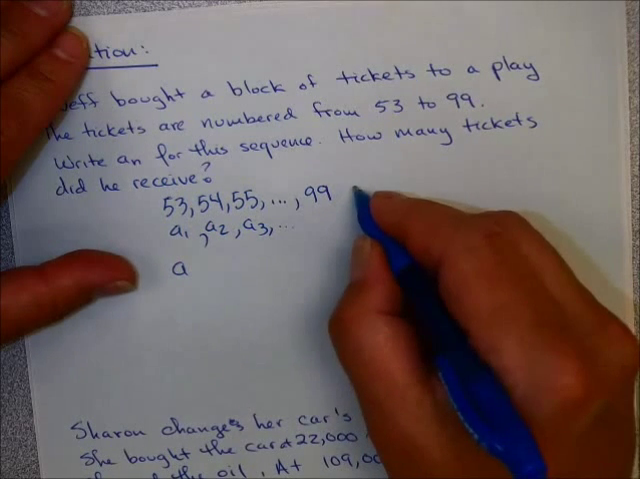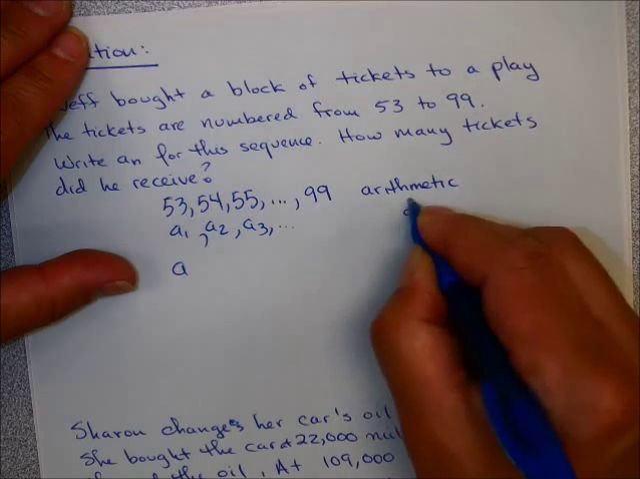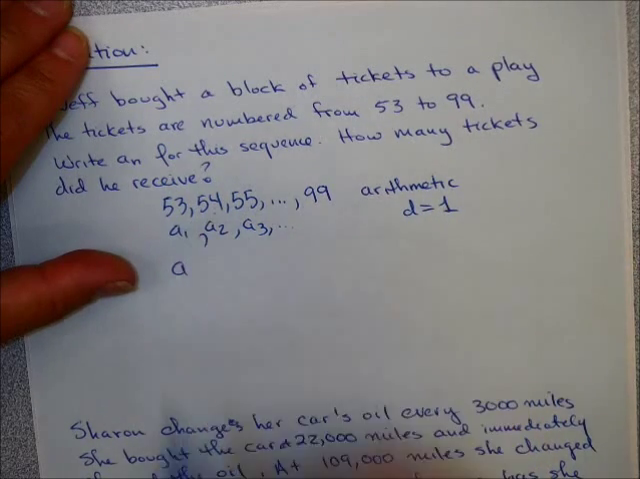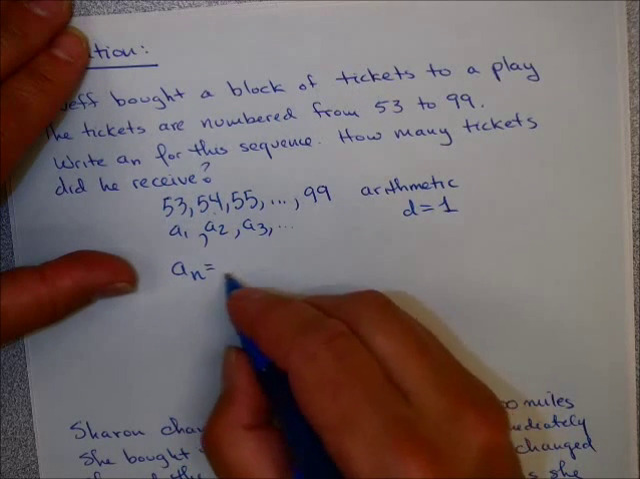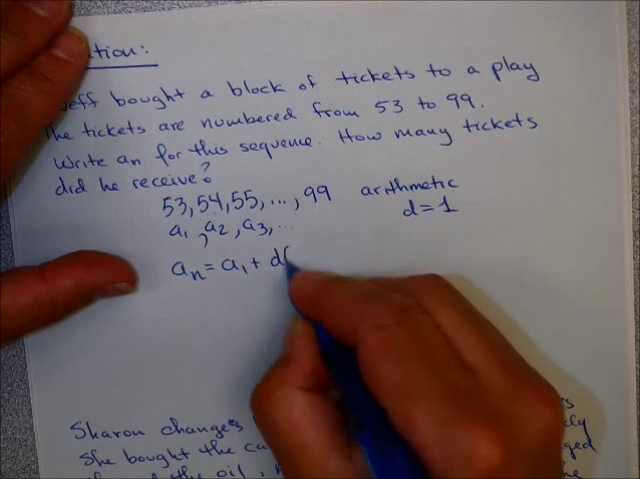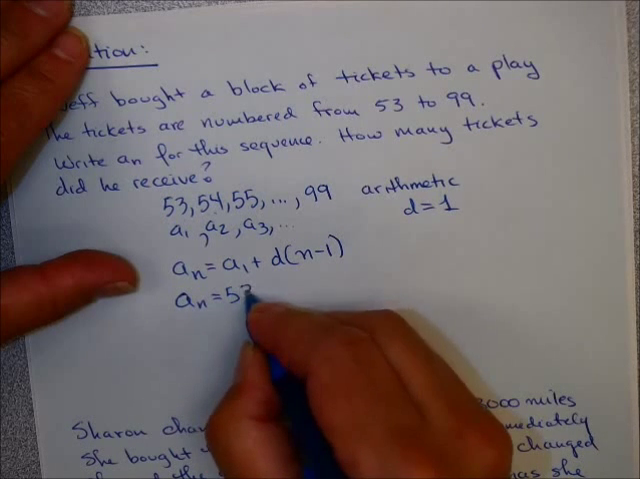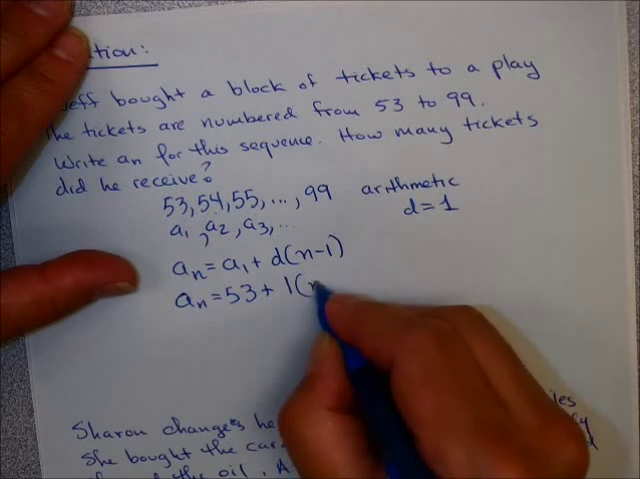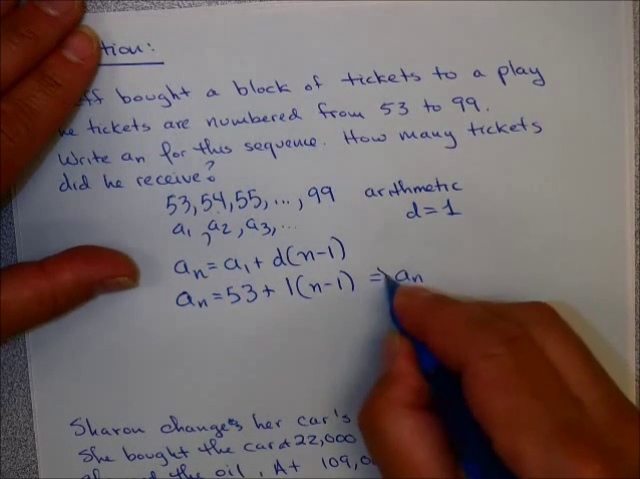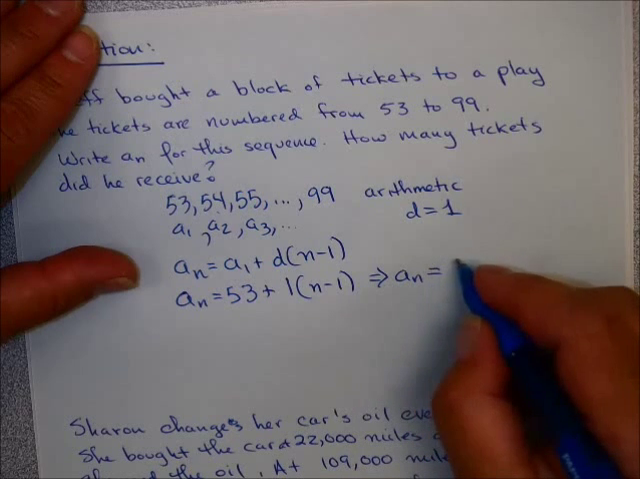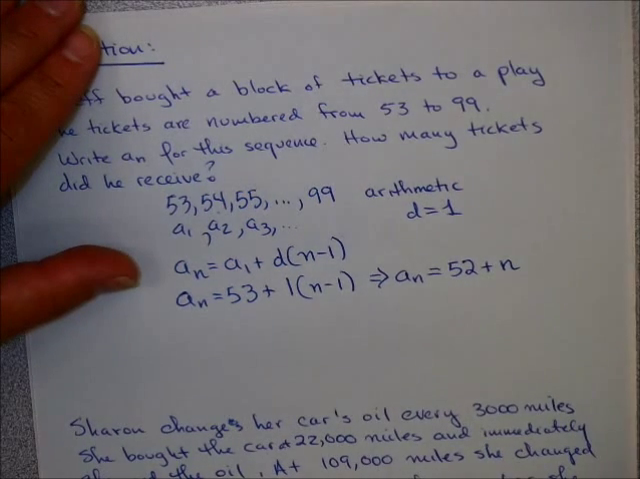I notice that this is arithmetic. And what is my common difference? My common difference is 1. I add 1 to 53 to get 54. I add 1 to 54 to get 55. So I'm going to use this formula. Now I know that my nth term is my first term plus my common difference, which is 1, times n minus 1. That is so simple, I think I'll just write that a different way. a sub n equals 52 plus n. So that is my a sub n.